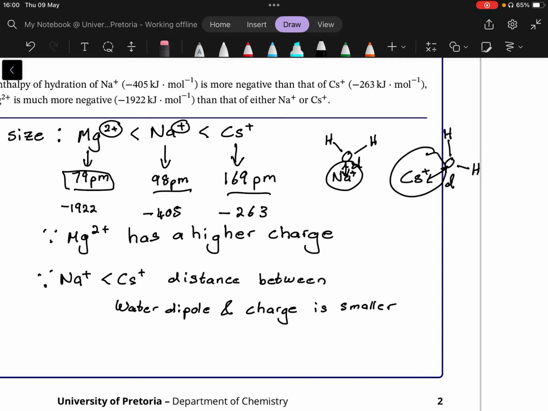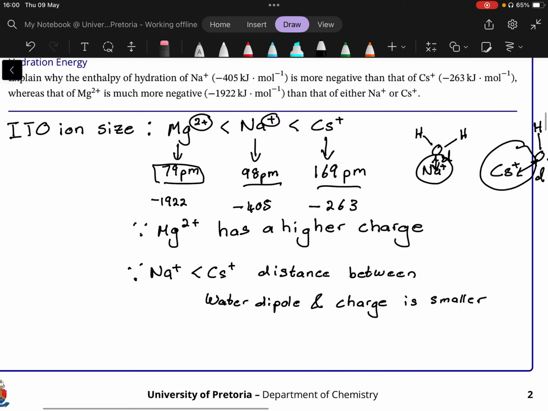Whereas if it's from a far along family, very far removed from the ion core, then in principle it should be easy to remove the ion from the water without using too much energy. As well, if it's very close and the charge is high, then you're really going to struggle to remove it. Okay, so that's why it's magnesium, sodium, and cesium.